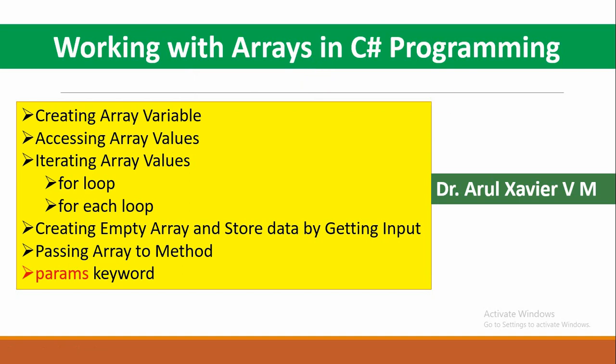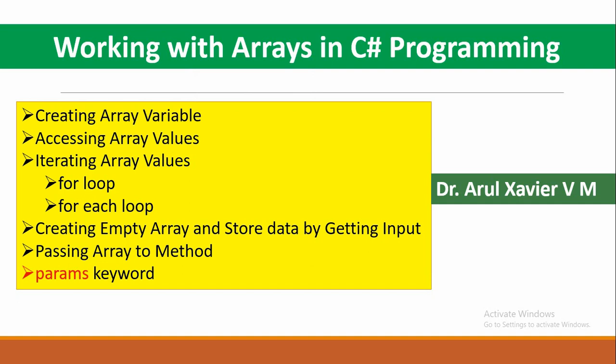In this video, we are going to discuss working with arrays in C# programming. So here we are going to discuss how to create an array variable for storing multiple data. Then we are going to discuss how to access the array values using the index. And we are going to discuss how to iterate all the values using for loop as well as for each loop.